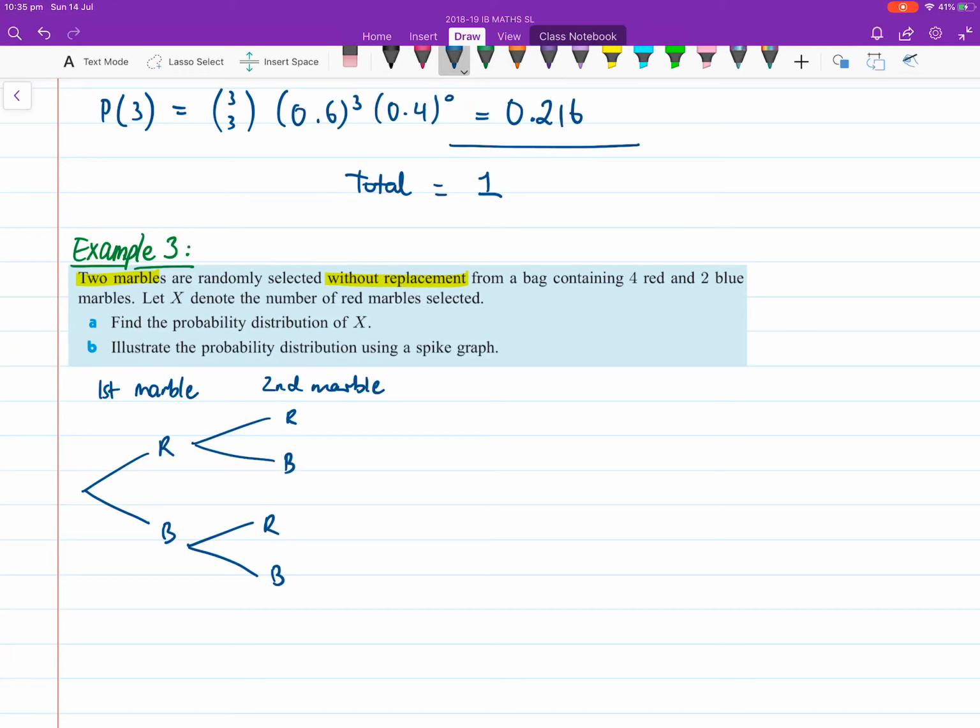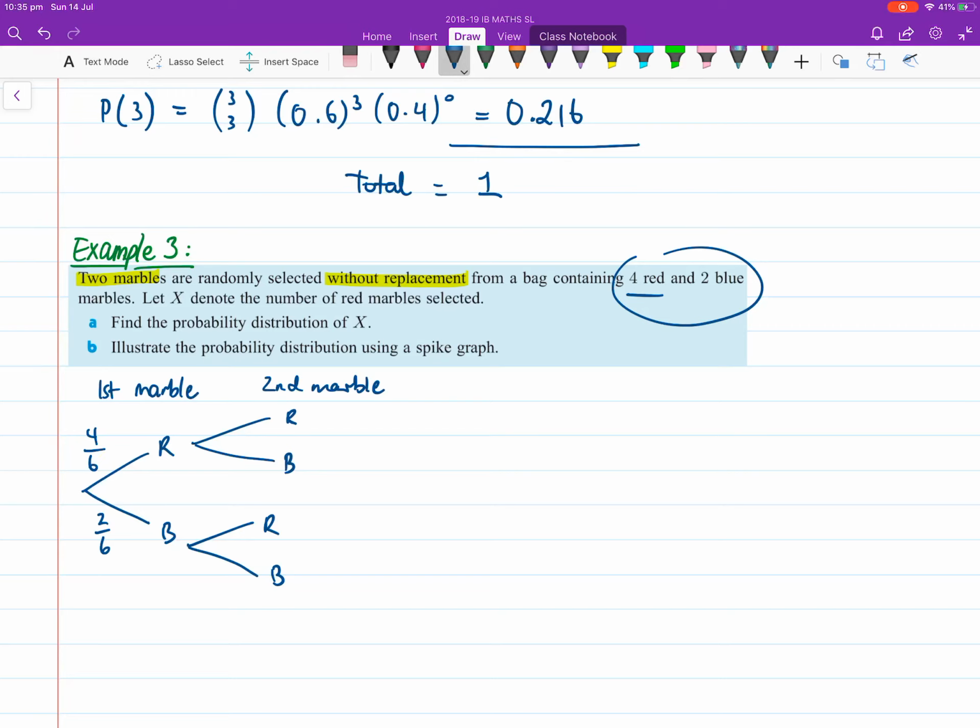So in your first marble, it's easy to figure that out. You've just got 4 red out of a total of 6 marbles altogether, right? So it's just 4 out of 6. And then blue is going to be 2 out of 6. You can simplify it if you want. I think it's easy to leave it like this at the moment so you can see where the numbers come from straight away.